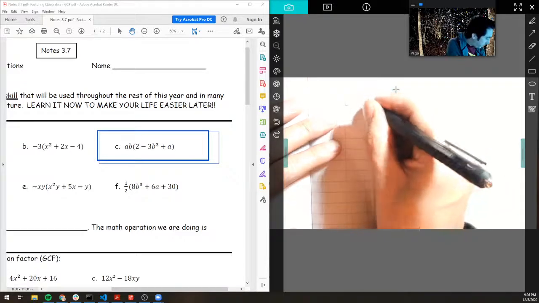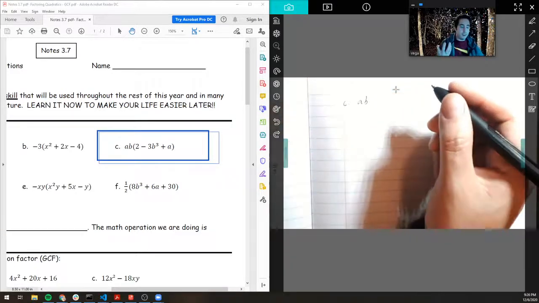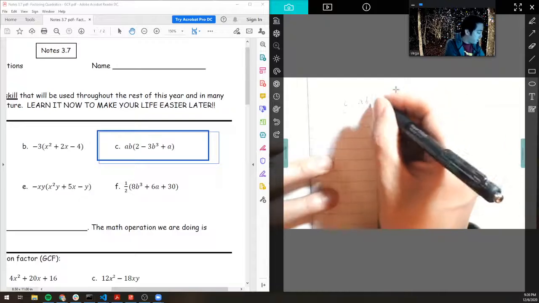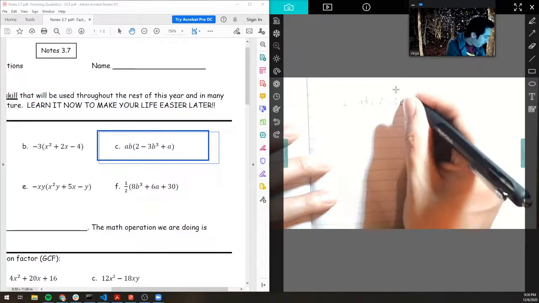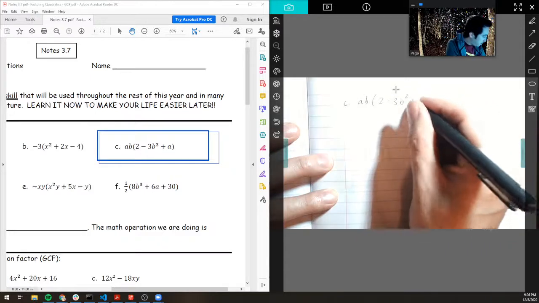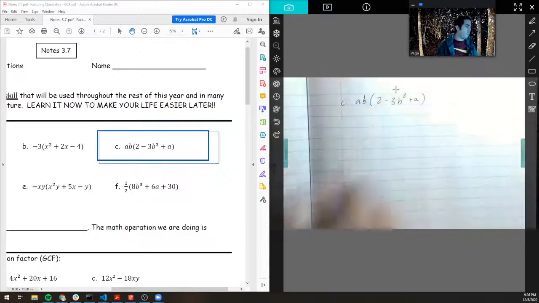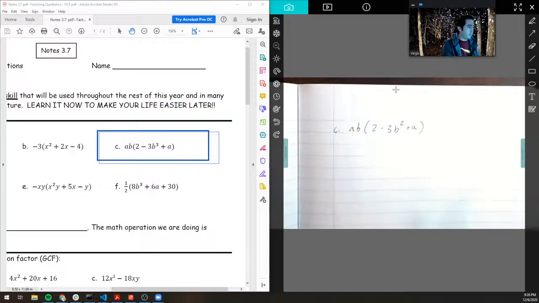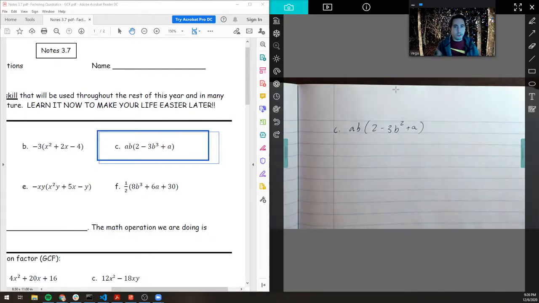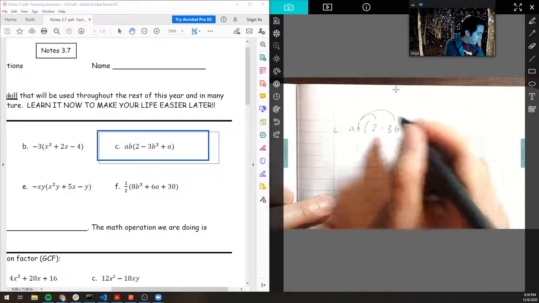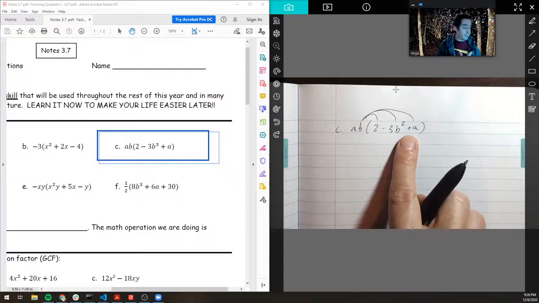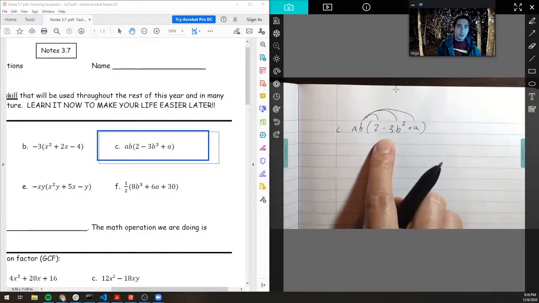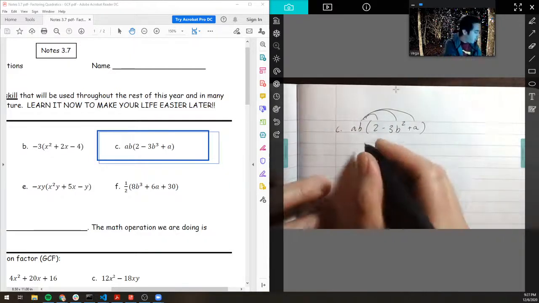So we have ab times 2 minus 3b squared plus a. How would we solve this? Well, this is just, again, distribution, multiplication. Just multiply everything to the 3 terms. This is a trinomial here, so you're multiplying everything. So ab times 2 is just 2ab.